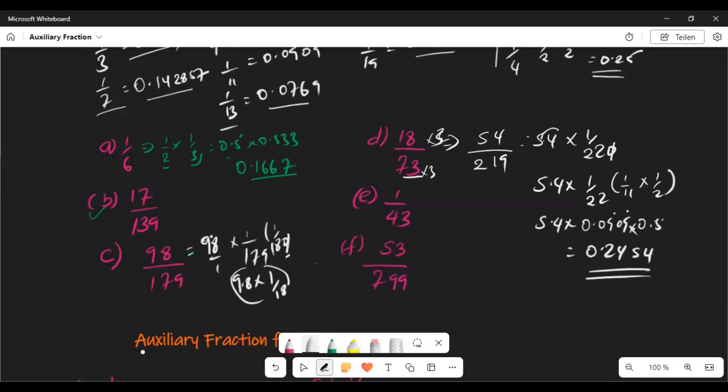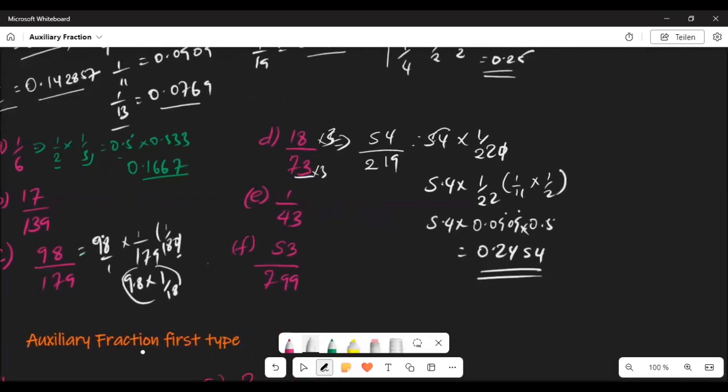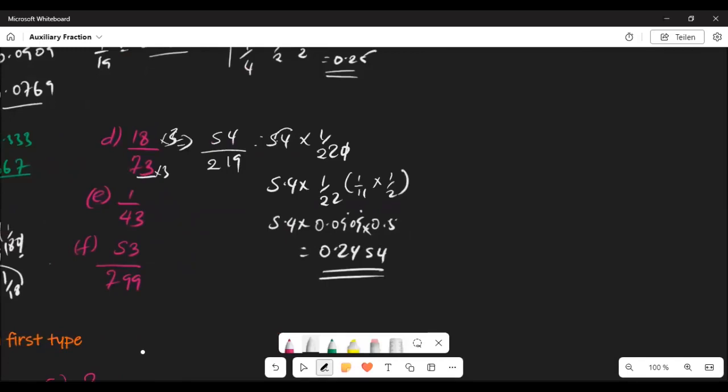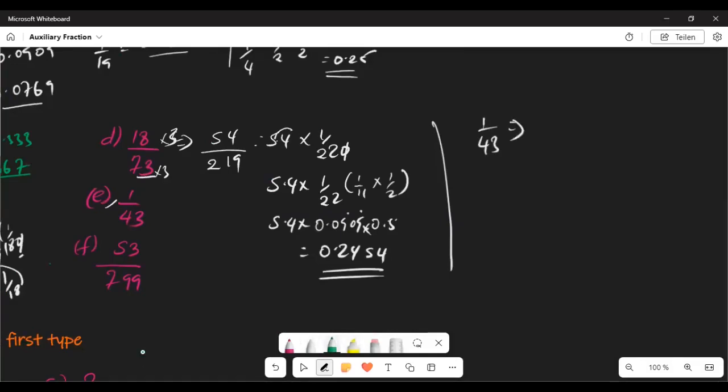So easy approach. You can use that approach to multiply that. So let's say that is D. Let's look at E. So E is also the same. We have here 1 over 43. Now we also want to make 43 have a 9, okay? So what do we do? We multiply 43 by 3, everything by 3. So we're going to have 3 here over 129. So we multiply 1 by 3, okay?